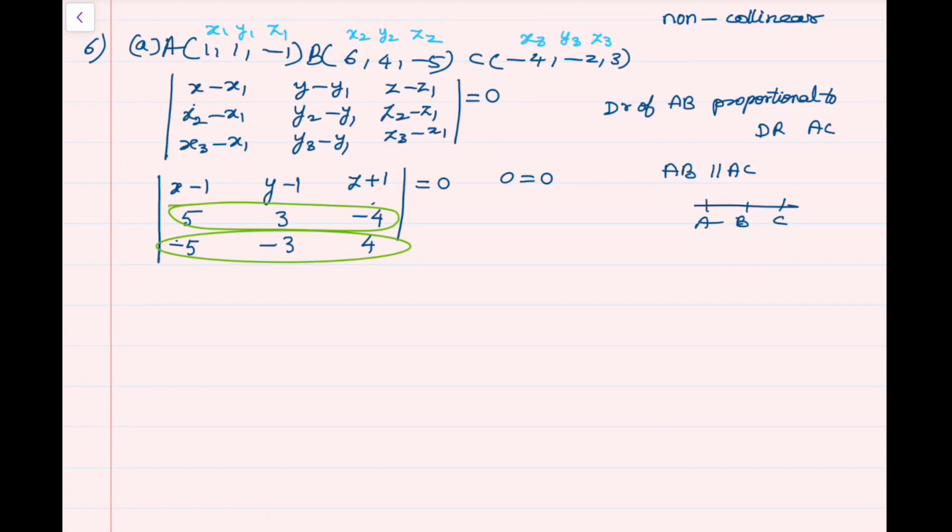So through 3 collinear points, we have infinitely many planes. In this case, we cannot find the equation of a plane. So write that A, B, C are collinear. Therefore, we have infinitely many planes passing through the given 3 collinear points.